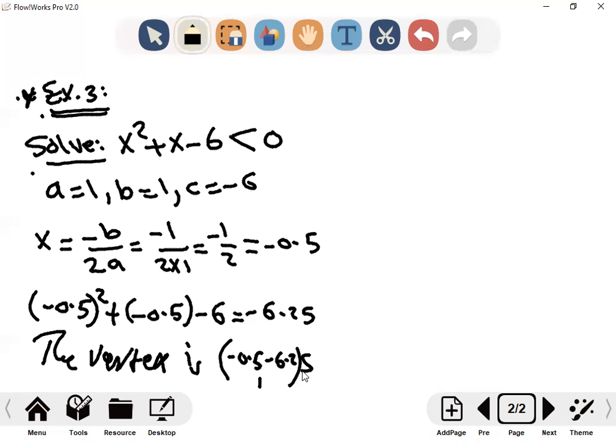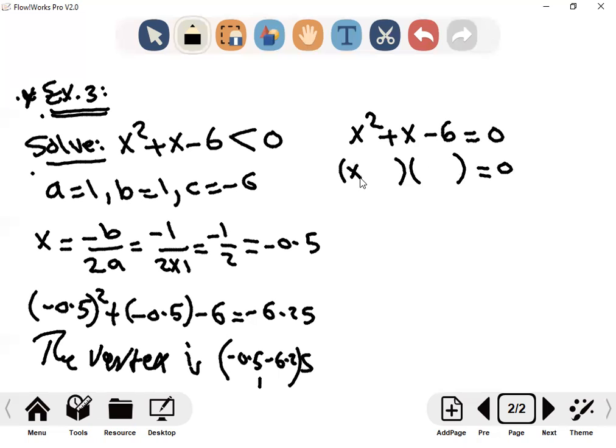Now let's find the intercepts. We solve the equation normally. So I will replace the less than by equal. x squared plus x minus 6 equals 0. I will solve it by factoring. And here it's up to you. You can use the quadratic formula. You'll have the same answers.